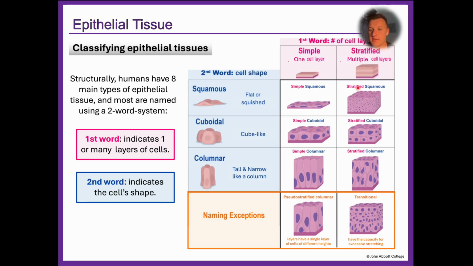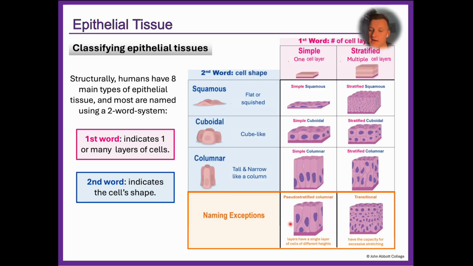So that's how we name. These are the main types that we name. So simple or stratified for the first word, and then the cell shape for the second word, right? There's some exceptions, as always. We have exceptions, something that's called pseudo-stratified columnar. We're going to see a type of tissue that has this pseudo-stratified columnar epithelium.